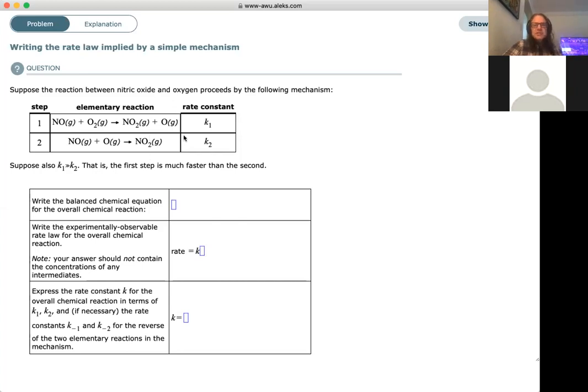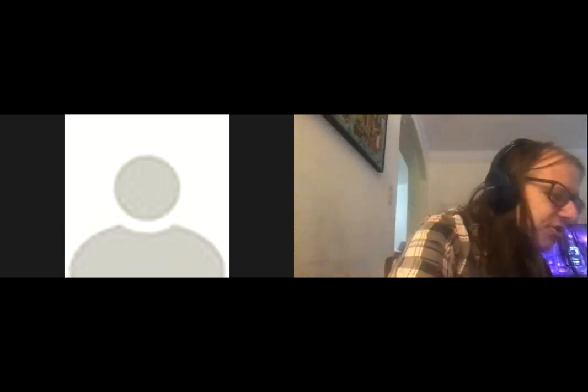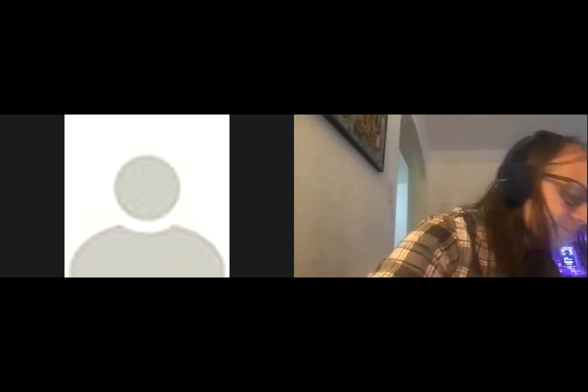So in this particular example, it's the same idea. You have two equations, but K2 is much smaller than K1. So how do we deal with that, right? Okay, so this is case 2. So here's our two equations. We're going to do the same thing, balance the equation, figure out the rate law. Now, in order to solve this one, let me write this down.